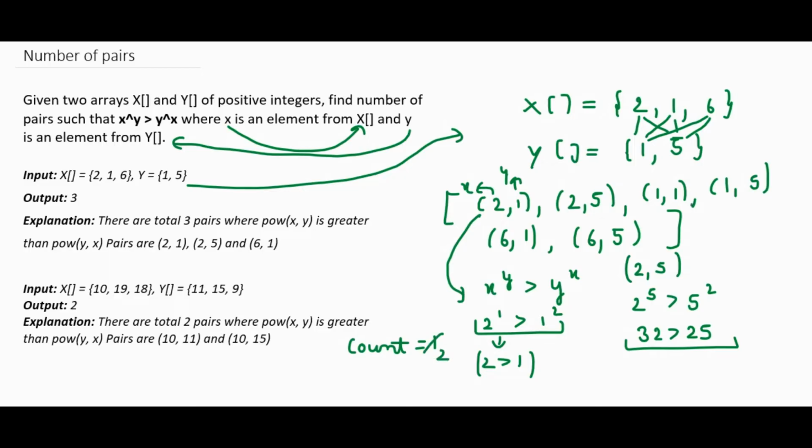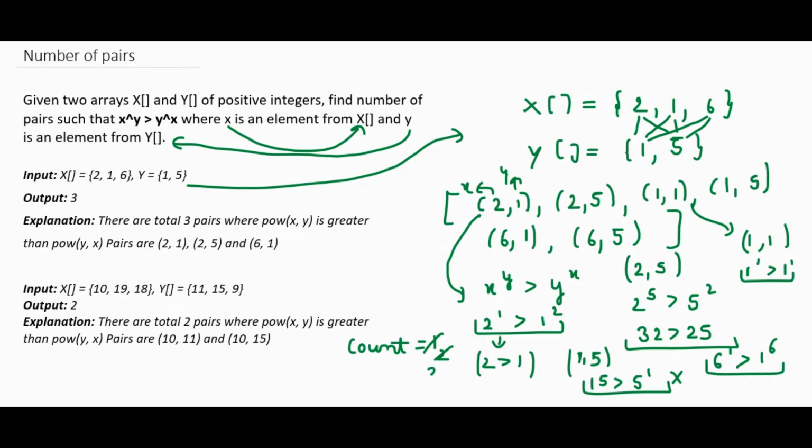Now let's see 1 1, 1 and 1. So this will be 1 to the power 1 is greater than 1 to the power 1. But these are equal. So this will not be considered in our answer. Now let's see 1 and 5. So in 1 and 5, we have 1 to the power 5 greater than 5 to the power 1. This is also not true. This will also not count in our answer. Now let's see 6 and 1. 6 to the power 1 is greater than 1 to the power 6. This is true. So this will add to our answer and this will become 3.